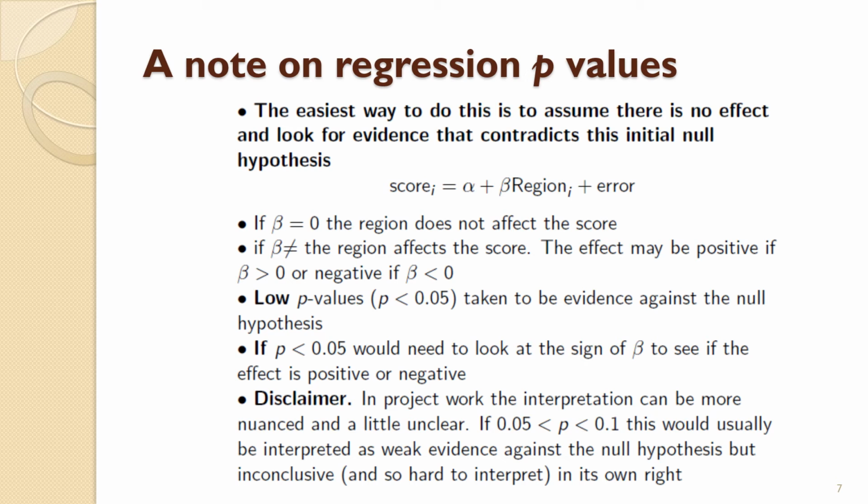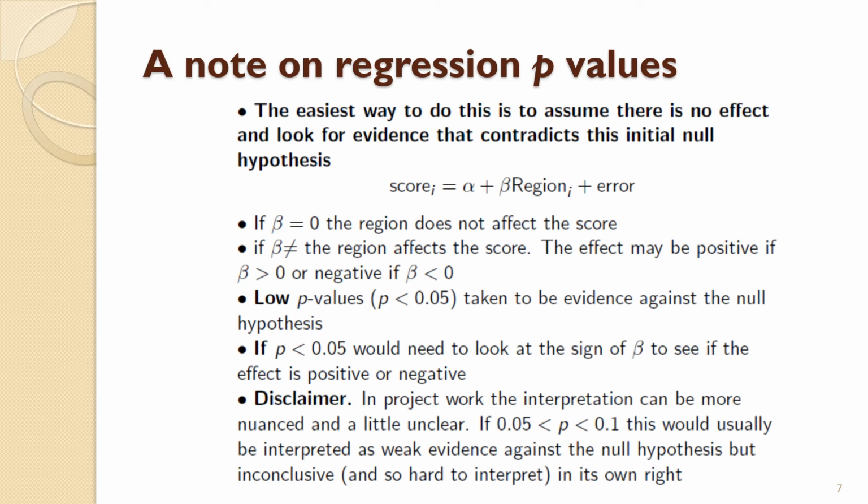The basic idea is, if you have the score equal to alpha plus beta times a regional effect plus some random error, then if beta equals 0, the region does not affect the score. But in contrast, if beta is not equal to 0, then the region does affect the score. The effect may be positive, so you may get a higher score if beta is greater than 0, or negative if beta is less than 0. The important point is that low p-values, p less than 0.05, would be taken to be evidence against the null hypothesis. And then if, and only if, p is less than 0.05, you need to look at the sign of beta to see if the effect is positive or negative.